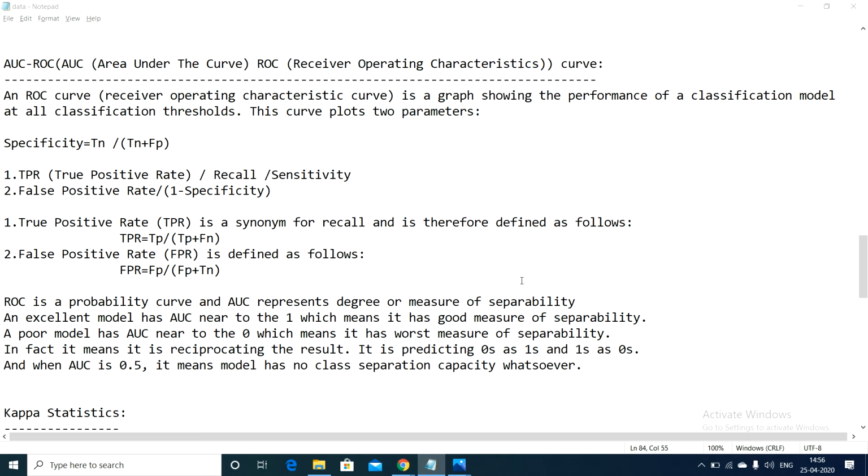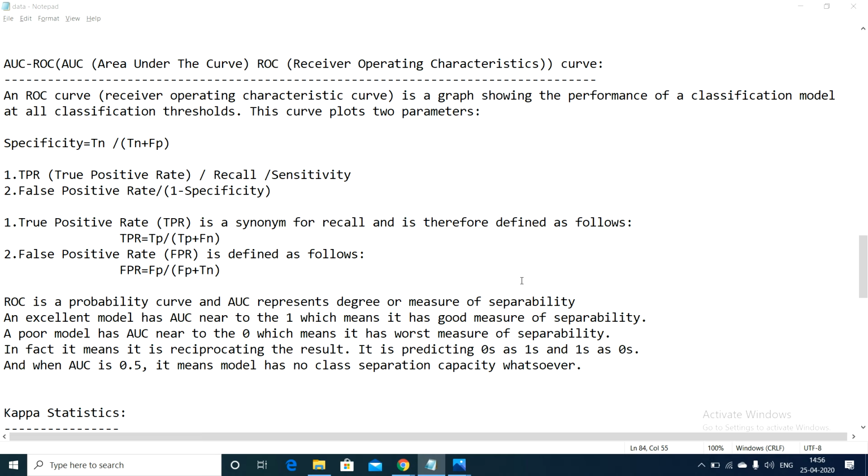So, an ROC curve, that is receiver operating characteristic curve, is a graph that is showing the performance of a classification model at all classification thresholds. So this AUC ROC curve is also a performance measure for a classification model. If you are developing a classification model using any one of the algorithms, like the confusion matrix with all four parameters, this is also one kind of performance measure.